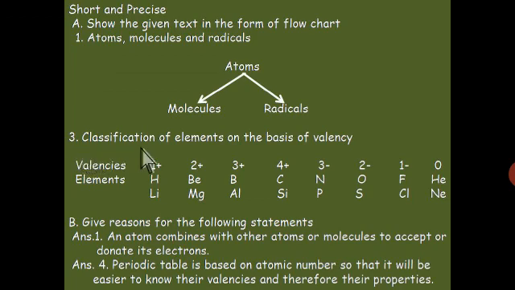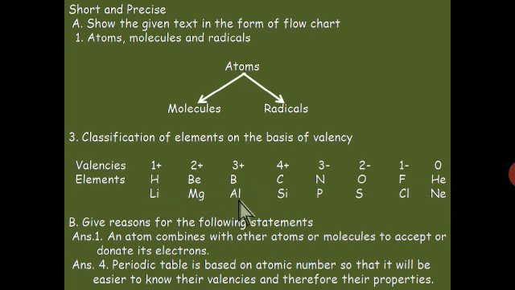Next, number 3, classification of elements on the basis of valency. How to show valency? 1 plus, 2 plus, 3 plus, 4 plus. After 4 plus, the valency starts decreasing: 3 minus, 2 minus, 1 minus and 0. What are the elements that come under these valencies? Let us see. 1 plus hydrogen, 2 plus beryllium, 3 plus boron, 4 plus carbon, 3 minus nitrogen, 2 minus oxygen and 1 minus fluorine. 0 for the noble gases, helium.